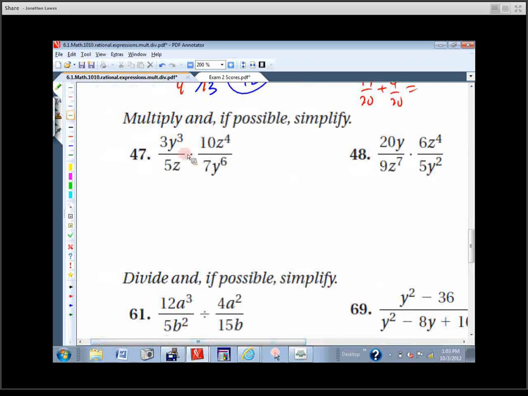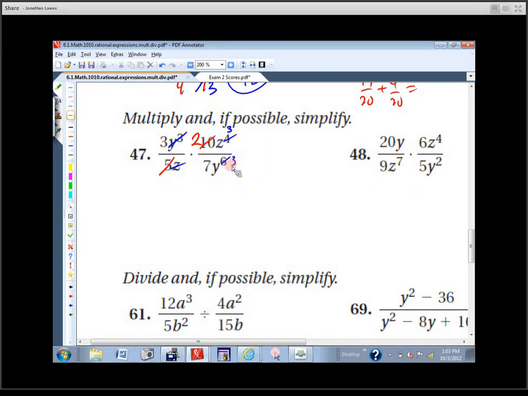Let's cancel. Let's look at the numbers. 5 with the 10. What's the 10 now? A 2. I'm going to cancel this z with one of these. How many z's do I have now? 3. I'm going to cancel these 3 y's with 3 of these. How many are left? 3.